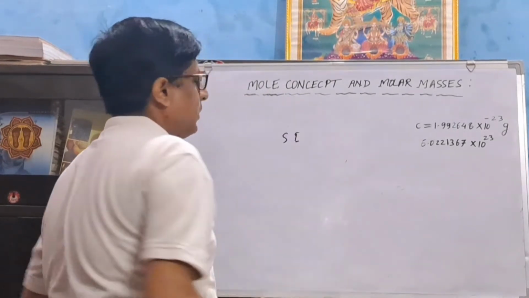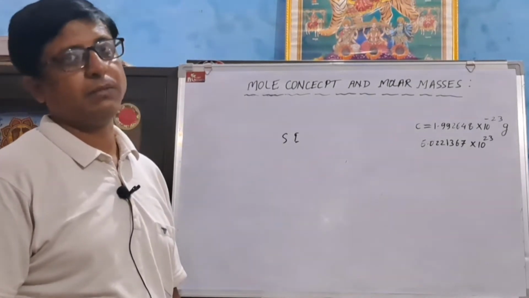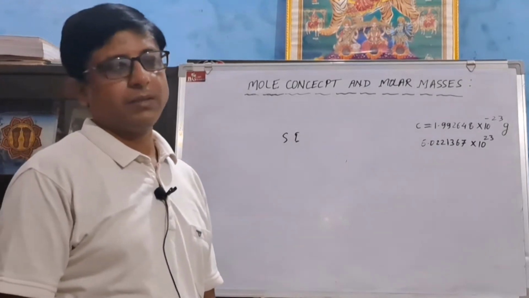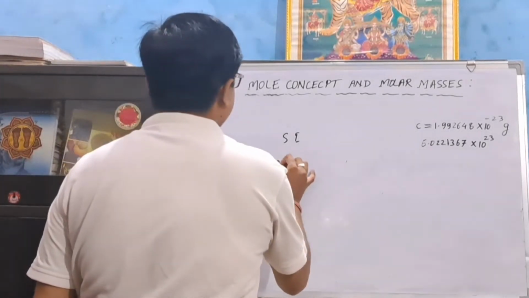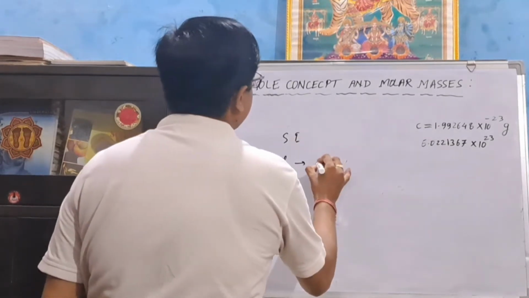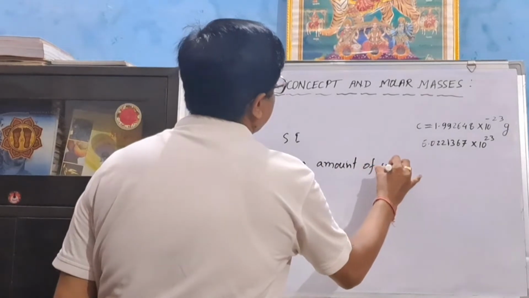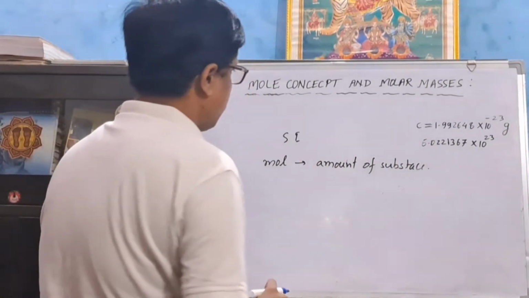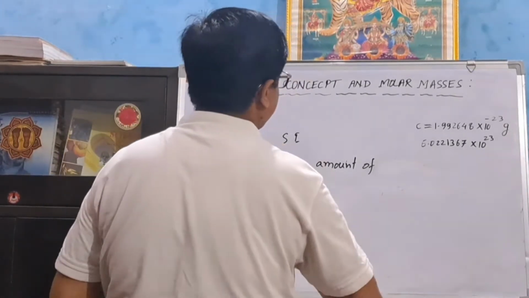In SI units of measurement, mole has been considered the 7th base unit for the measurement of amount of substance. Mole is used to represent the amount of substance.